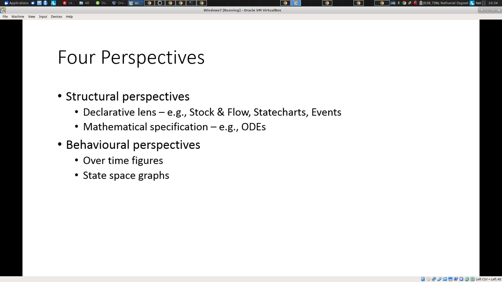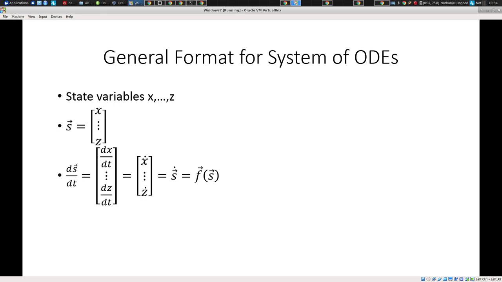I'm just going to remind you of it, and we're going to come back to this issue of these four perspectives. Two structural perspectives, where we're going to focus on stock and flow diagrams, the ODEs, and then two behavioral perspectives, behavior over time and state space.